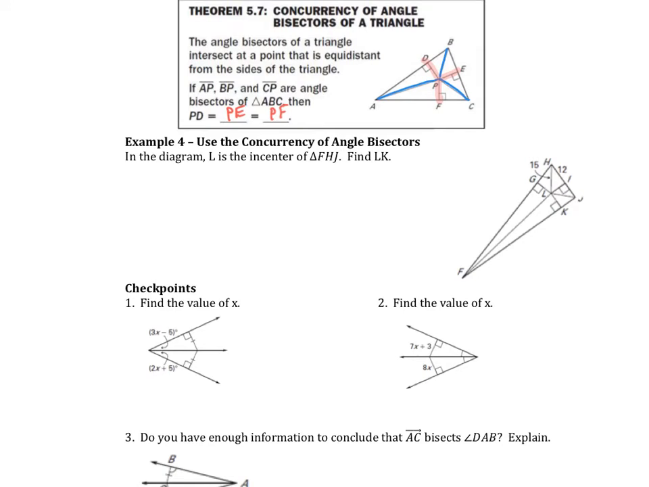So in example 4, it says, in the diagram, L is the in-center. The in-center is where all of the angle bisectors cross. So all of the angle bisectors cross at a point that is equidistant from the three sides. Since L is the in-center, it is the same distance for all those red lines. Okay, we want to find the length of LK.